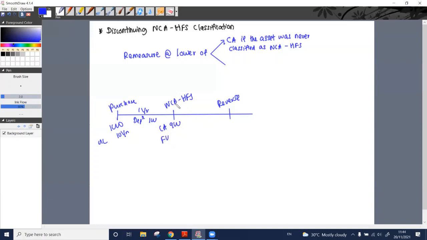So if we identify it as a non-current asset held for sale, we should compare the carrying amount with the fair value less cost to sell. Assume it is 850. Then as at this date, we measure it at 850. The difference we charge to PNL. And again, let's say after 6 months, we reverse this decision.